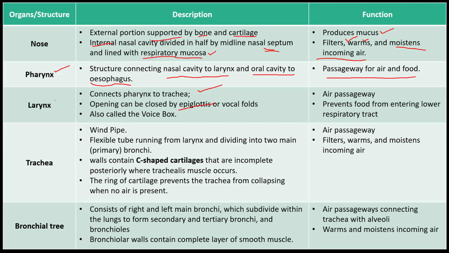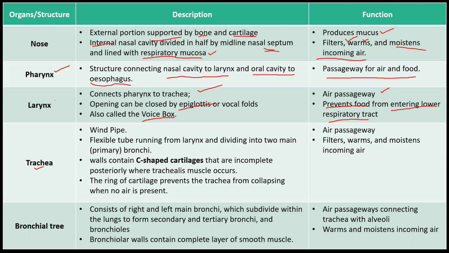You have learned about this epiglottis in the nutrition. Now the larynx is also called the voice box. What is the function? It acts as the air passageway and it prevents the food from entering the lower respiratory tract whenever we swallow the food. The next organ is the trachea.